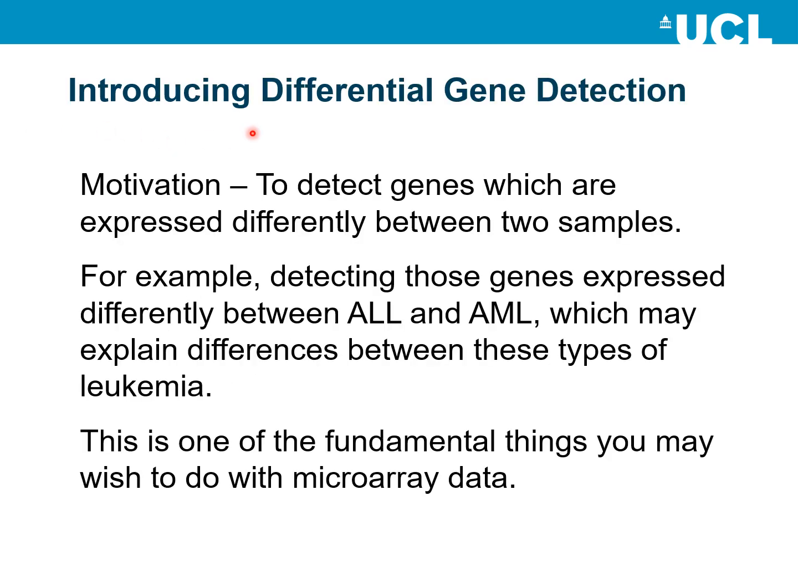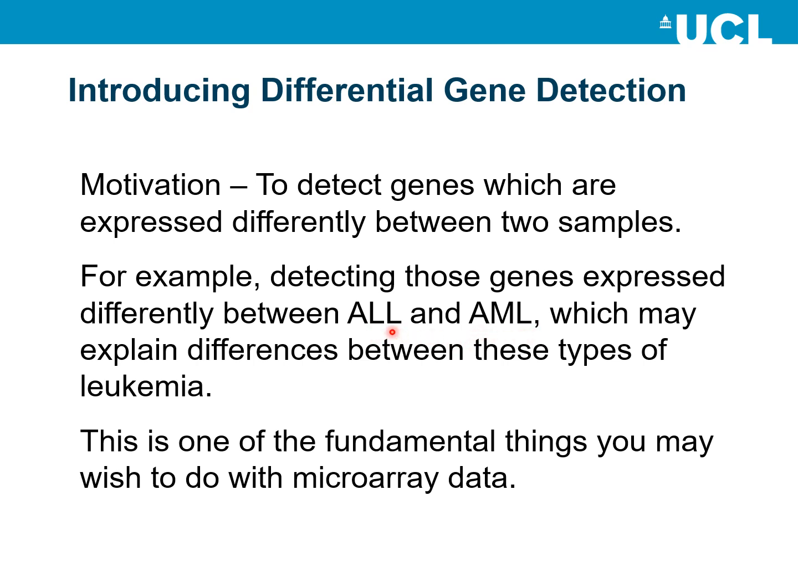So the first technique is going to be differential gene detection. The motivation for this is to detect genes which are expressed differently between two samples. For example, we've been looking at the acute lymphoid leukemia and acute myeloid leukemia study of Golub. So differential gene detection would detect genes which are being expressed differently between the lymphoid leukemia and the myeloid leukemia.